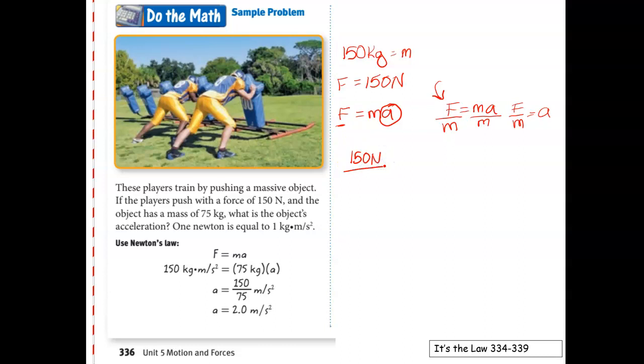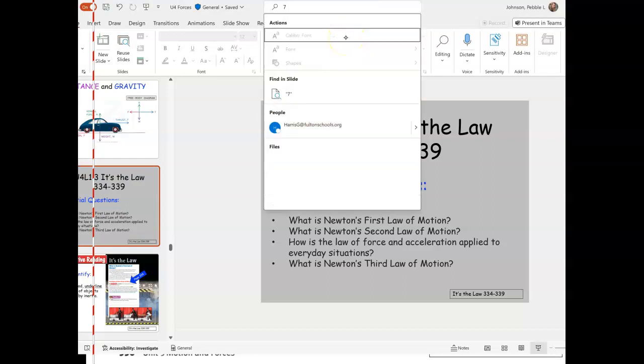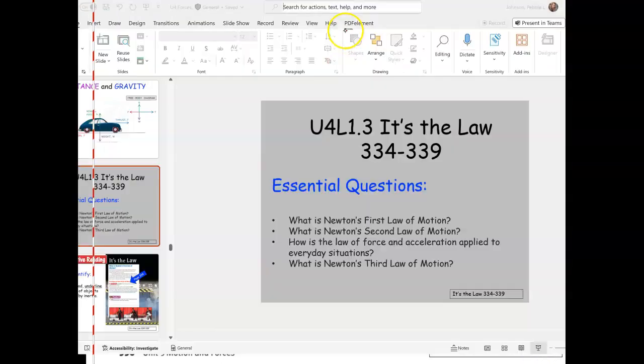over, did I write something wrong? Oh, yes, I did. The mass is 150 kilograms. See, that's why you always write what you know.